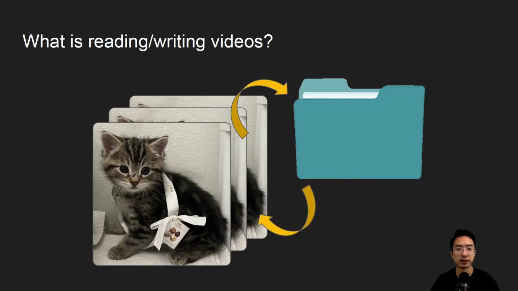Okay, so what is reading and writing videos? Typically a video consists of a bunch of frames, and each frame you could treat as an image. Here you can see we have three frames. When we're reading and writing, we're essentially getting these frames and sending them back and forth between our folder.